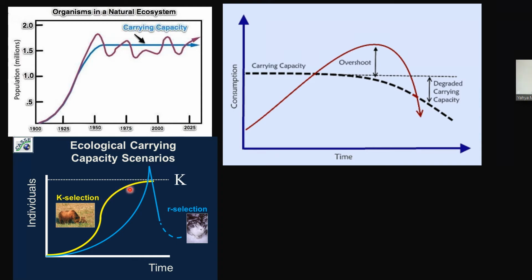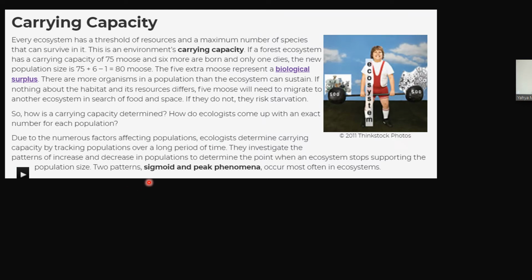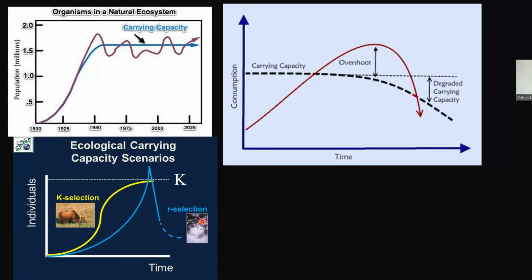We talked in the last one about sigmoid and peak phenomena. So this is more of a sigmoid pattern up here. This blue just looks like a peak kind of pattern. Now in this picture over here, we have the carrying capacity. So when the carrying capacity is reached and it overshoots, it has to come back down. Now the carrying capacity over here just looks flat over time.